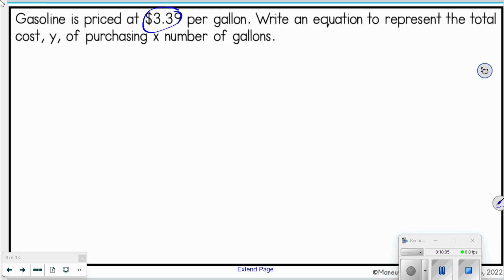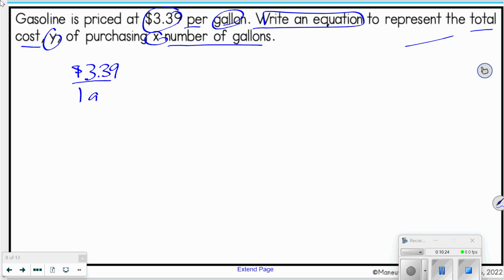Gasoline is priced at $3.39 per gallon. Write an equation to represent the total cost, Y, of purchasing X number of gallons. So that kind of gives it to you. So I know that it's going to be $3.39 per gallon. So this is my Y over my X according to the problem. So that's going to simplify to $3.39. That gives me my constant of proportionality. Now I can put it in the equation. Y equals $3.39 times X.